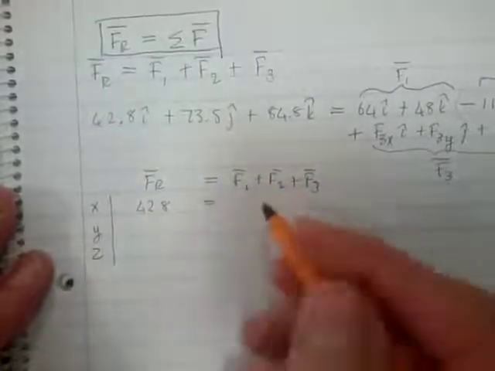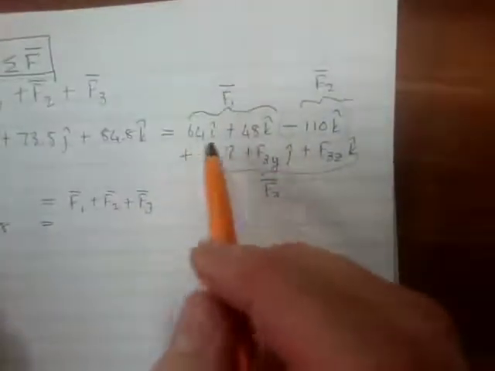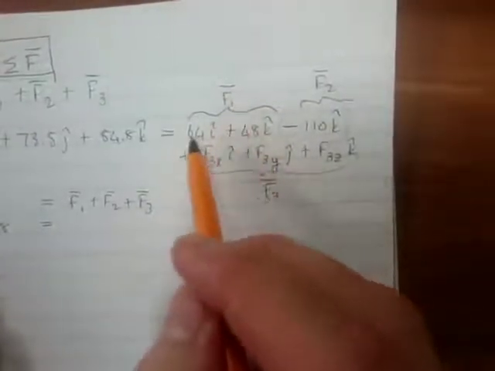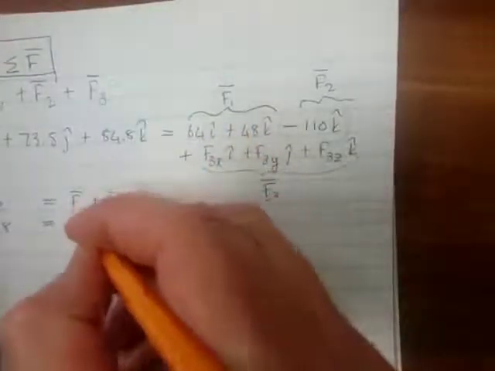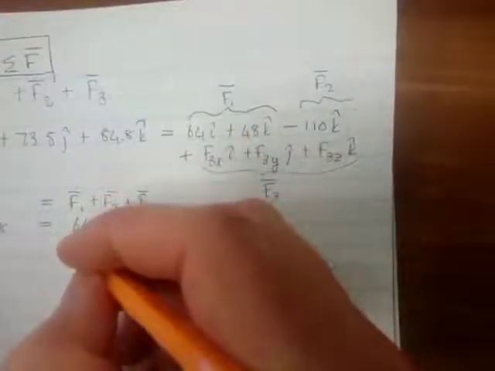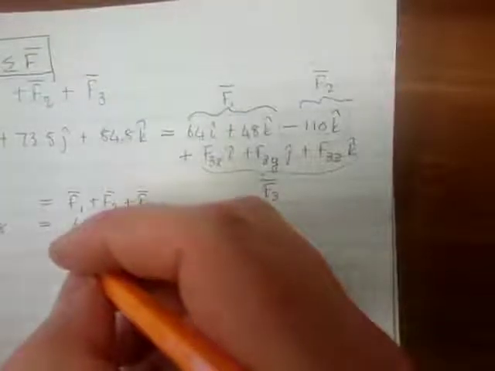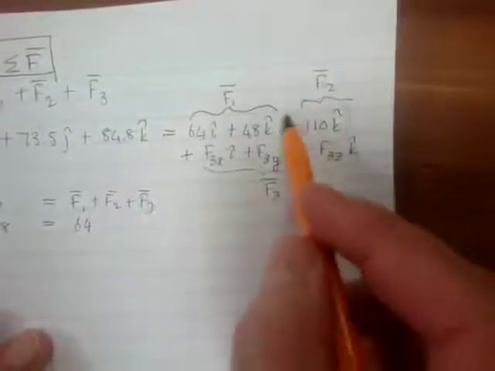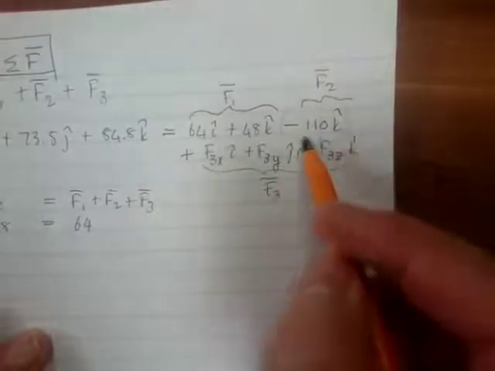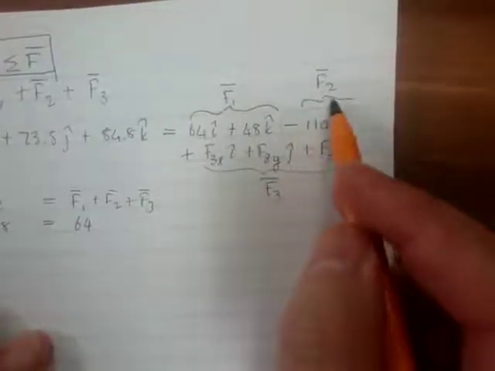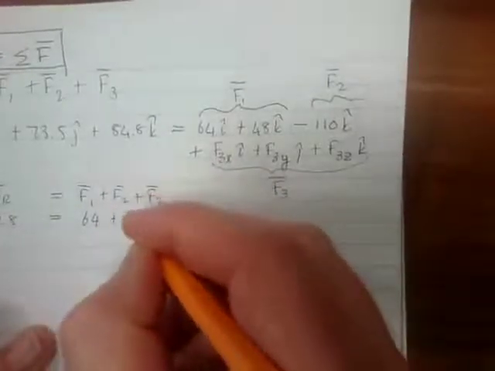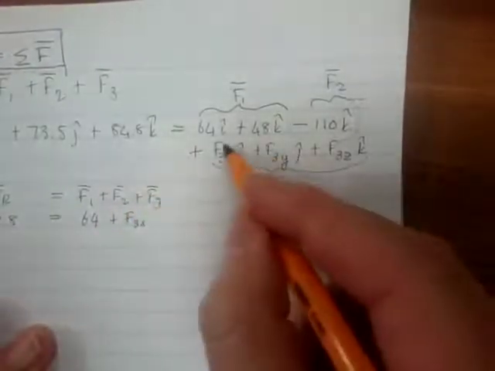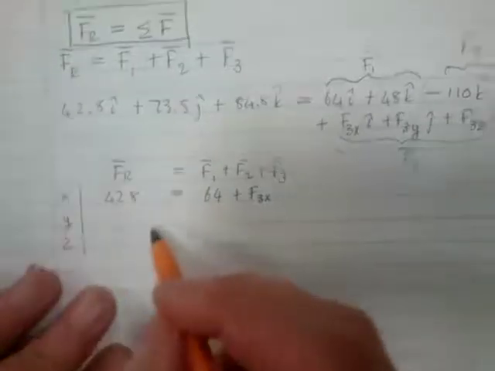42,8 equals, now what, do we have any x for the F1? Yes, or any components in the i direction for F1? Yes, we've got 64. We've got no x component or anything in the i direction for F2, so that's 0. And then we've got an F3x. Then what about the y direction?